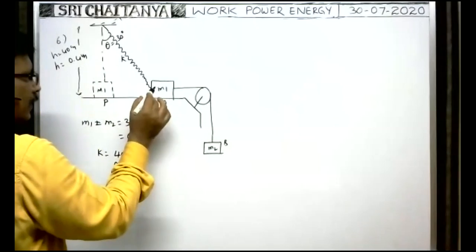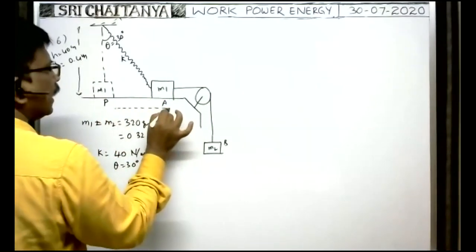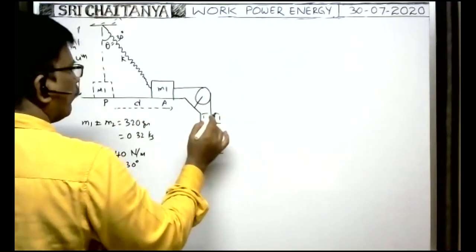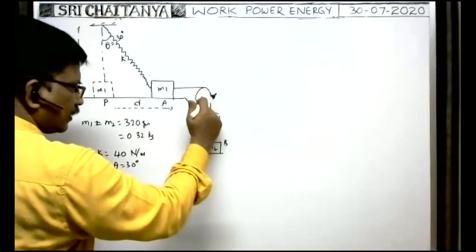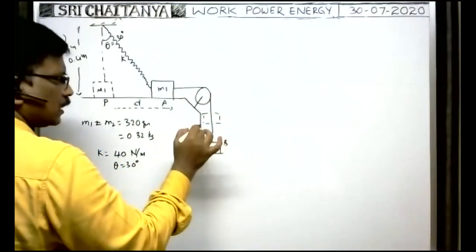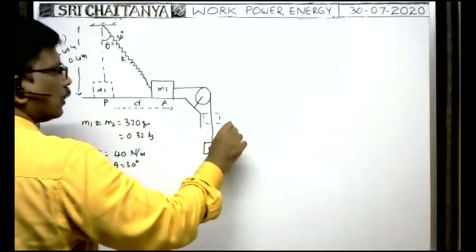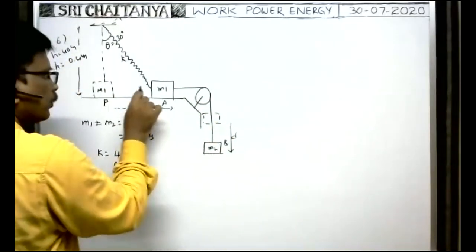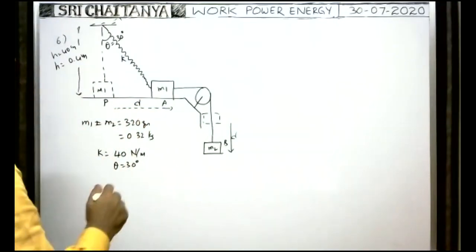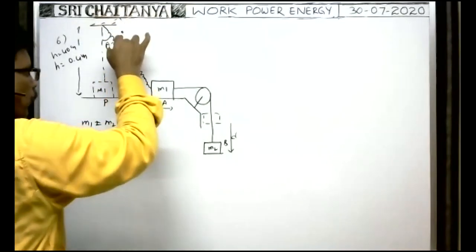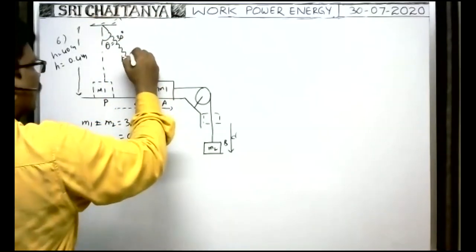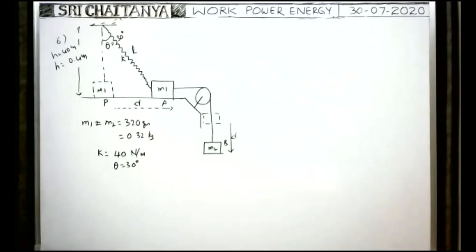Suppose whenever the block is at A, the block has displaced through a distance D. If the lower block comes down through a distance D, then this block moves through a distance D in this direction, because both blocks are joined by an inextensible string. To whatever distance M2 comes down, this block will displace the same distance in this direction. In this case, the spring makes an angle theta with the vertical. Suppose the length of the spring is L.